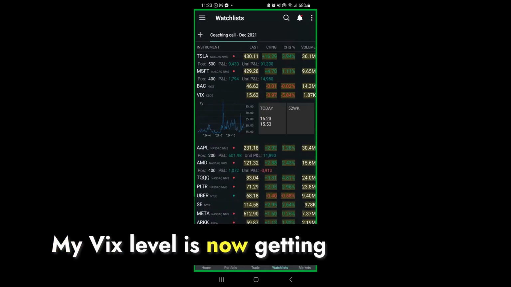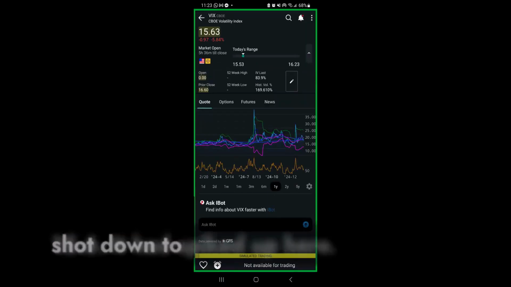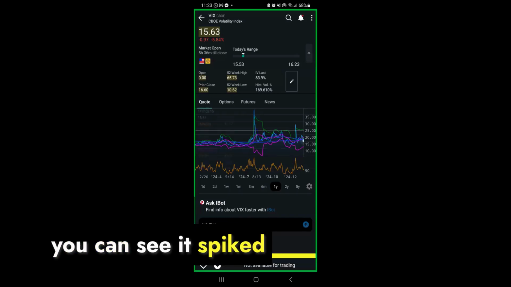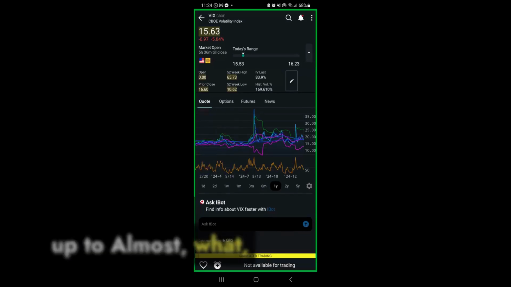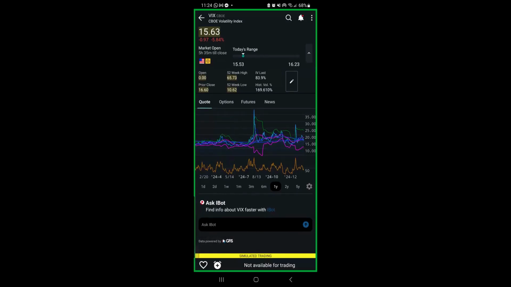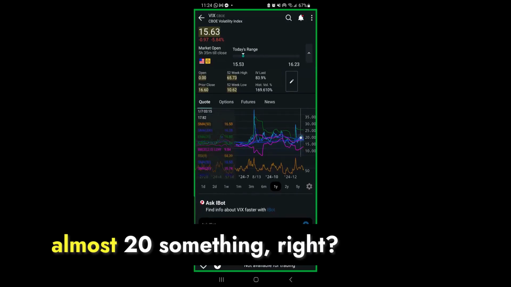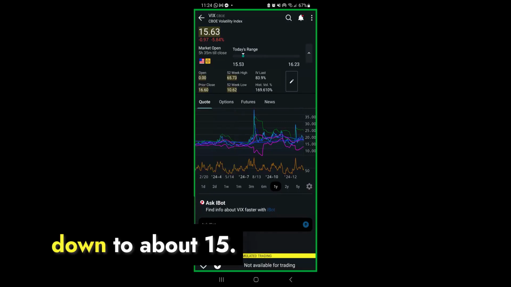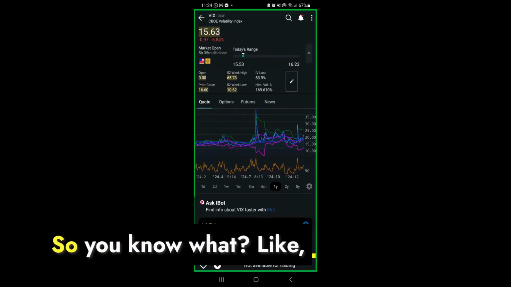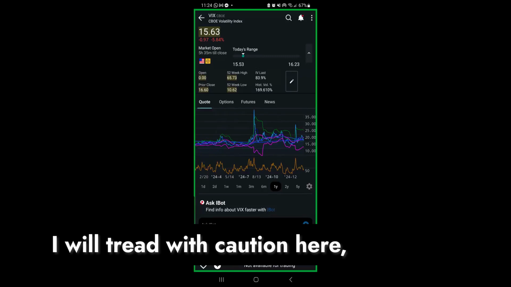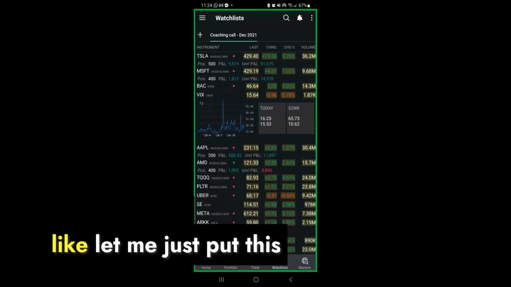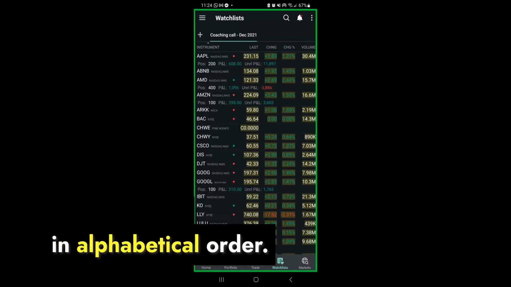I look at my VIX level. Ooh, my VIX level is now getting shot down to 15.6. It had spiked up here, guys. You can see it spiked up to almost 20 something, or 19, 20. Right now it's back down to about 15. So I will tread with caution here, but let me just put this in alphabetical order.